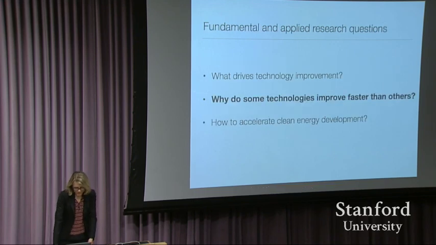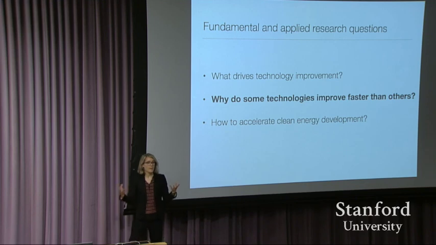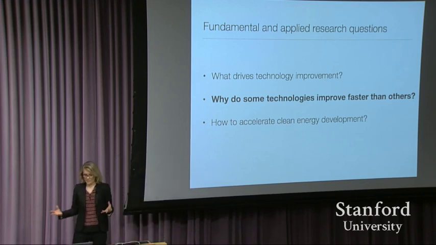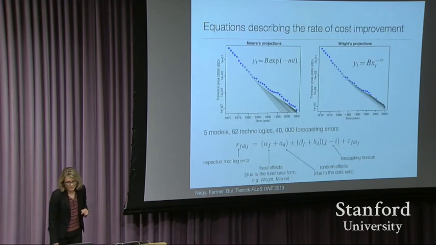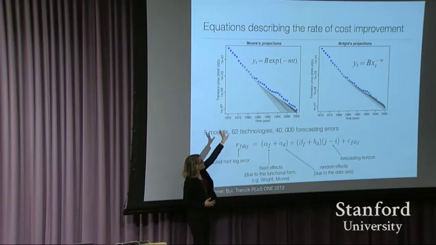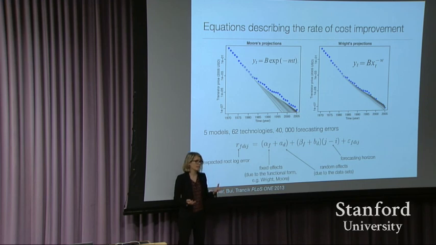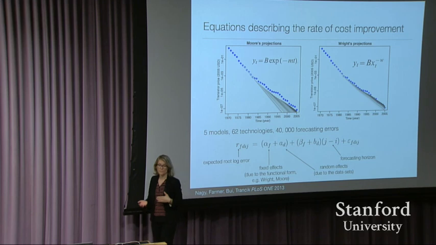Okay, so now that we've gotten some insight into what drives technology improvement, I've looked at a couple of examples. Why do we think some technologies improve faster than others? Moving on to that question. And very quickly, I want to talk about how we even start to answer this question, how we even quantify the rate. And so what I'm showing here are a couple of simple models that have been proposed in the literature. One is Moore's curve, and the other is Wright's curve, also known as the experience curve.